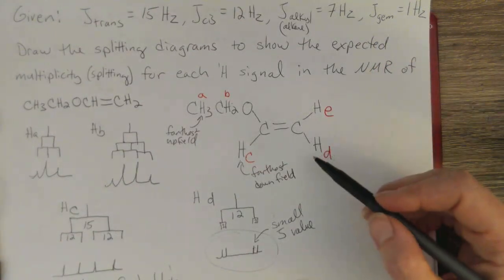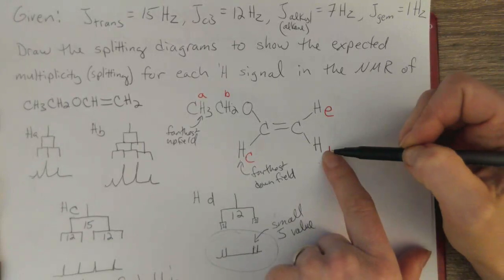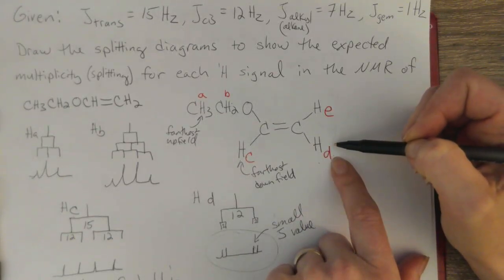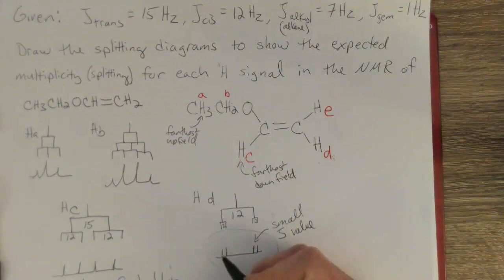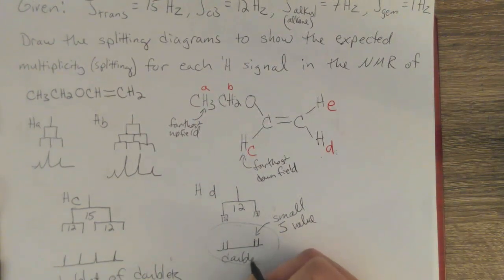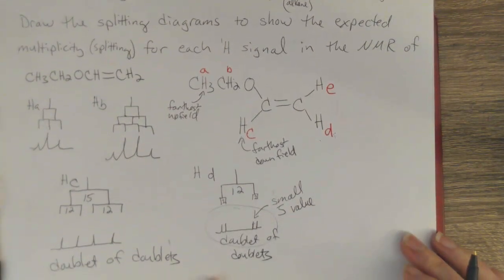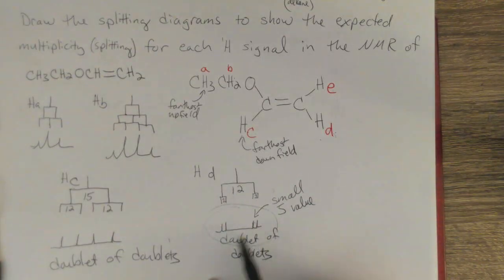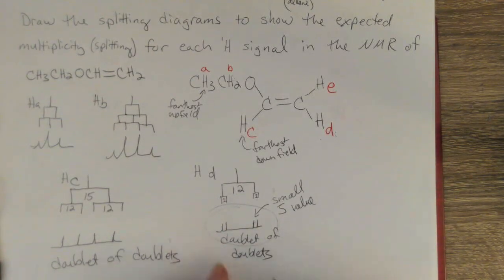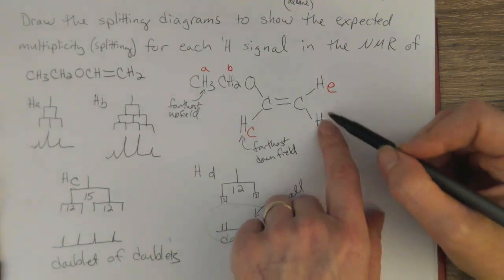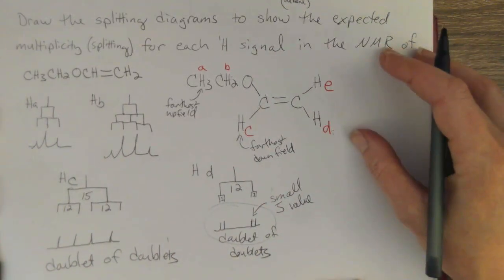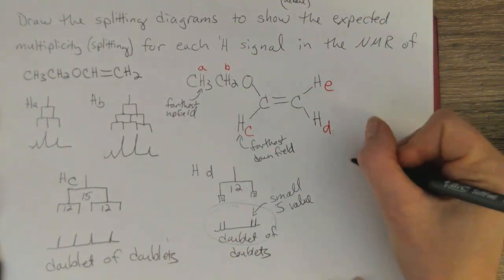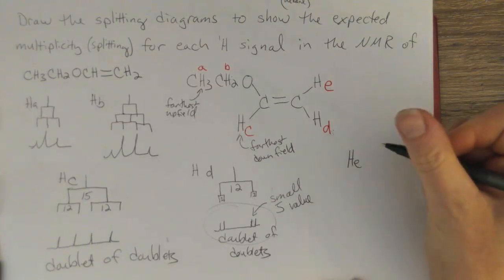All right, and so notice again here that if we use the n plus 1 rule, we would get screwed up because there are a total of four peaks here, but this is a doublet of doublets again. Okay, still a doublet of doublets. Each of these has the same ratio to each other, 1:1:1:1. And if we had just used the n plus 1 rule, we would have gotten a triplet, and that's not what we would observe in the proton NMR spectrum. Okay, so now let's do HE.